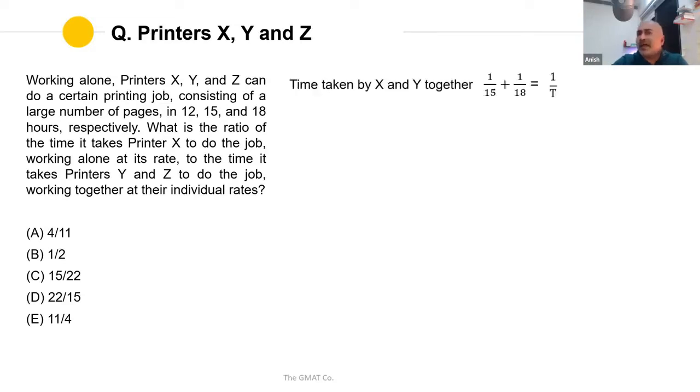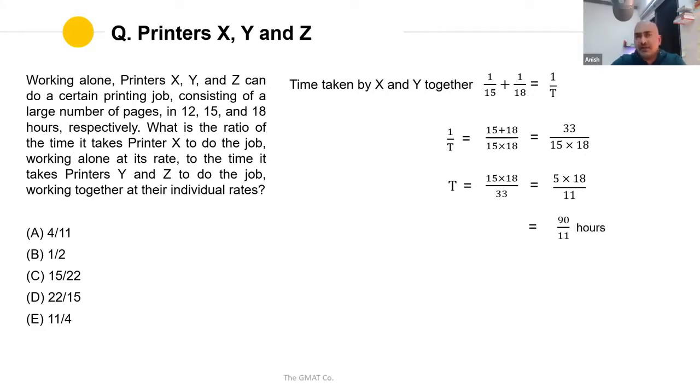So one way is we can apply the work formula directly to figure out how long it would take Y and Z to finish the task working together. Basically, 1 upon the time taken by Y working alone plus 1 upon the time taken by Z working alone equals 1 upon the time taken by both machines working together. I solve this. 1 by t equals whatever LCM, and then 15 plus 18. Overall, t equals, I would need to take a reciprocal, 5 times 18 over 11. I cancelled 1, 3. 5 times 18 or 90 over 11. It's t, basically the time, and everything is in hours. So this is 90 over 11 hours.